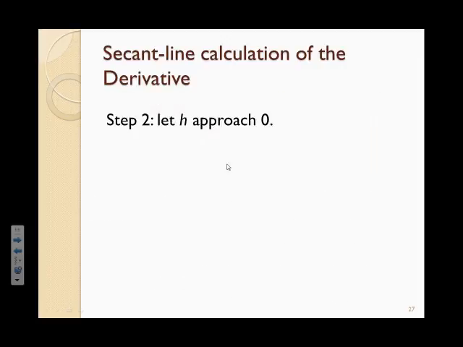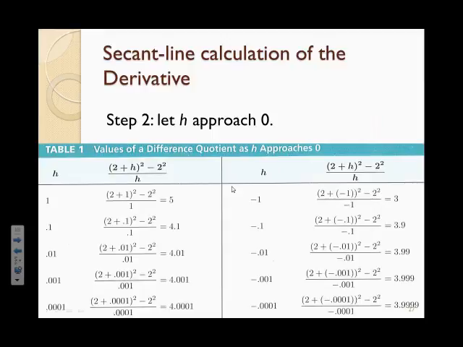Now, we let h approach 0. In looking at values of this, which isn't required as part of the secant line calculation, but to see, when h is positive, when it's 1 more than x, we would use this formula we just got, and when we put in a 1 for h, the secant line slope will be 5. As we put in 0.1, the slope of the secant line will be 4.1. As h gets smaller and smaller, we see that the values approach 4.